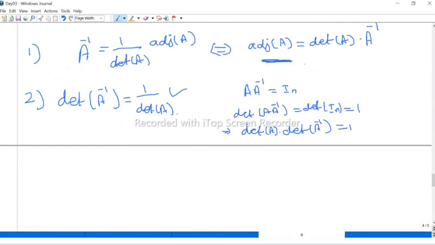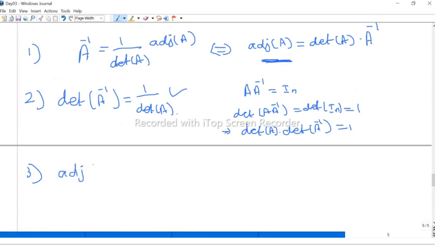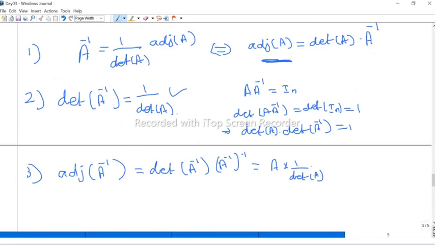Now we have the definition of adjoint of A. So adjoint of A is nothing but determinant of A into A inverse. Now what is the adjoint of A inverse? Adjoint of the matrix A inverse: now substitute A by A inverse. That's it. What will we get? It's equal to determinant of A inverse and then A inverse whole inverse. A inverse whole inverse is nothing but A, and we know that determinant of A inverse, as we just showed, is 1 by determinant of A.